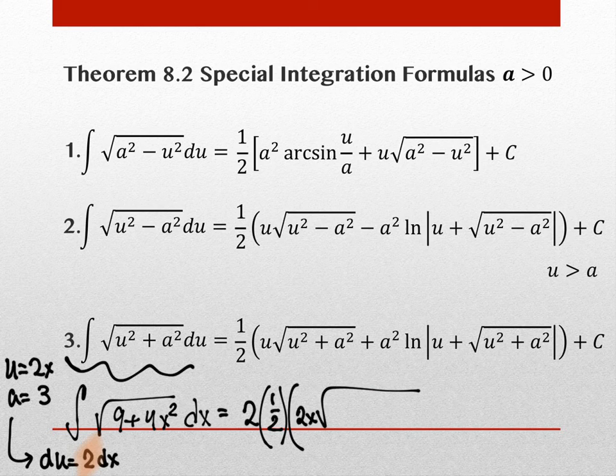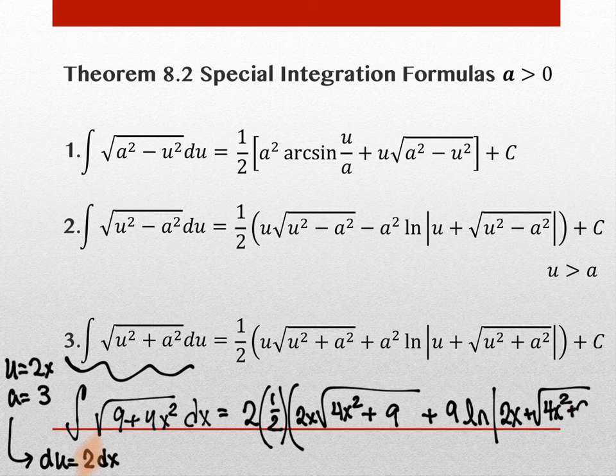The square root's the same square root. I have 2x squared, so that's 4x squared, plus I have a squared, so that's 9. Natural log of the absolute value of the u, which is 2x, plus the square root of the u squared plus a squared, which is 4x squared plus 9. That's an absolute value. Close my parenthesis, plus c.